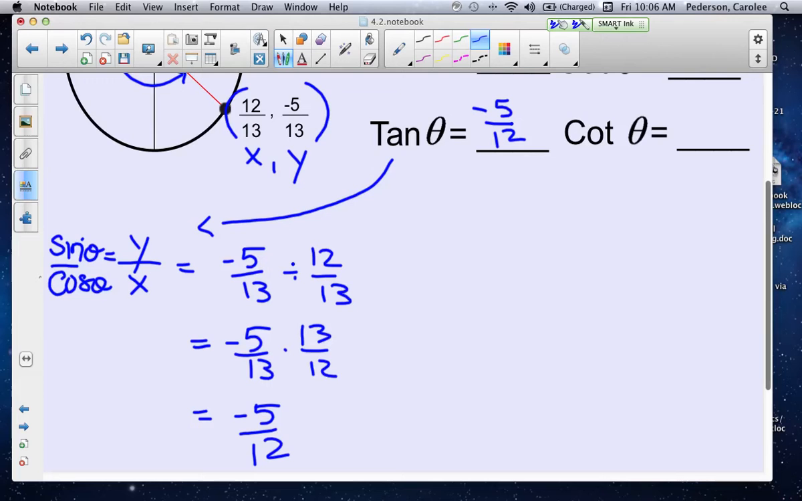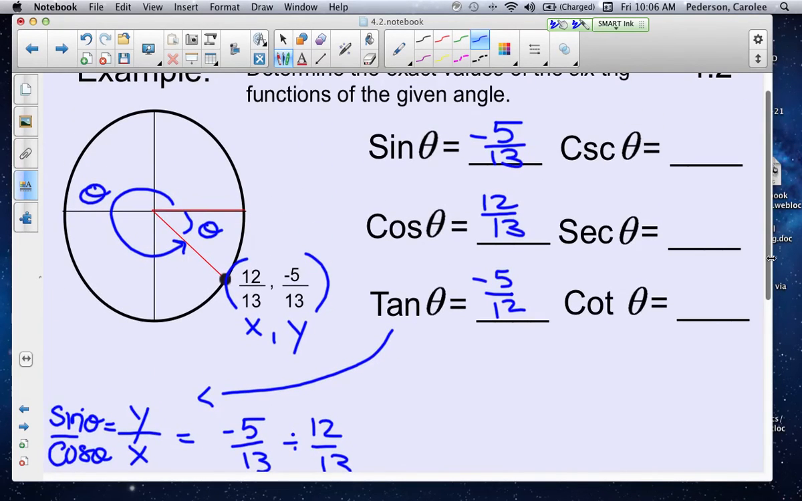Then the next 3 are the easy ones. What is the cosecant? 1 over y, or flip it, right? Reciprocate, it's already a fraction. So this would be negative 13/5. What's secant? The reciprocal of the cosine, so 13/12. And then the cotangent is the reciprocal of the tangent, negative 12/5.